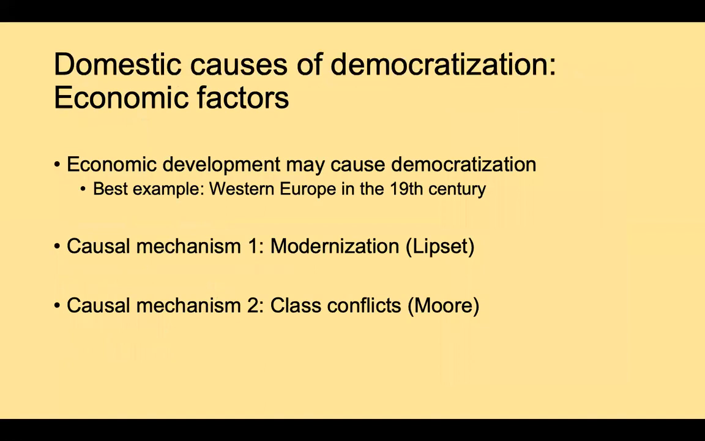The second set of domestic causes relates to the economy and economic factors. And the basic argument is that economic development may cause democratization. The best example comes from Western Europe in the 19th century, and this is where the theory largely got its wings, the idea that development and growth become essential to democratization.